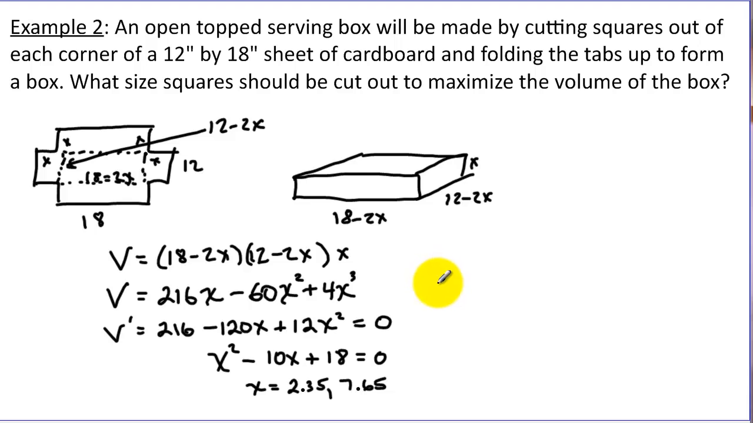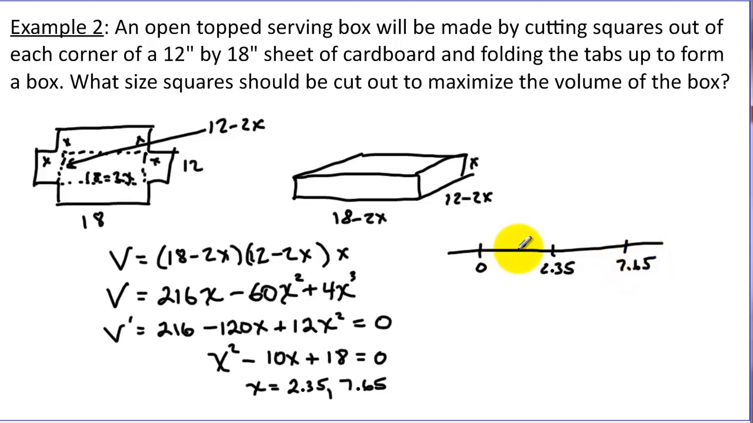two values. Now we could determine that this value is not going to be appropriate, because if we have 12 inches here and I cut 7.65 out of this corner and 7.65 out of this corner, that's more than 12 inches. So this one's really not even feasible. But I'll just go ahead and put it on the number line, but we should rule that out. We also do not need to look at negative values, because it would be impossible to cut out a negative number of inches.